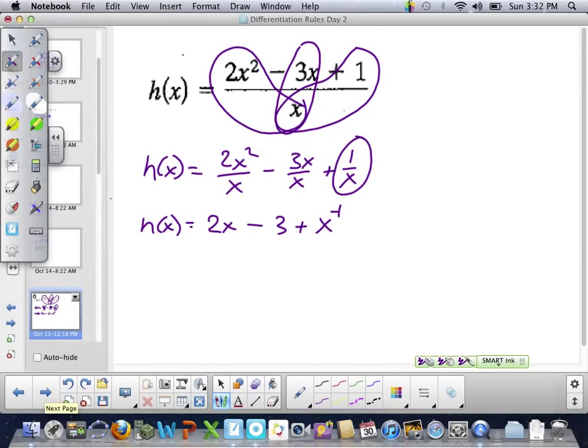And now it's simply a matter of applying our exponent rules. h prime of x, well, the derivative of 2x is 2. 3 is a constant. Then we'll take our negative 1, we'll multiply it out front, minus x, and then negative 1 powers to negative 2. So whenever we have a fraction with 1 term on the bottom, we're going to then split it into 3 fractions or 4 fractions, however many terms we get up on top, all over the denominator.